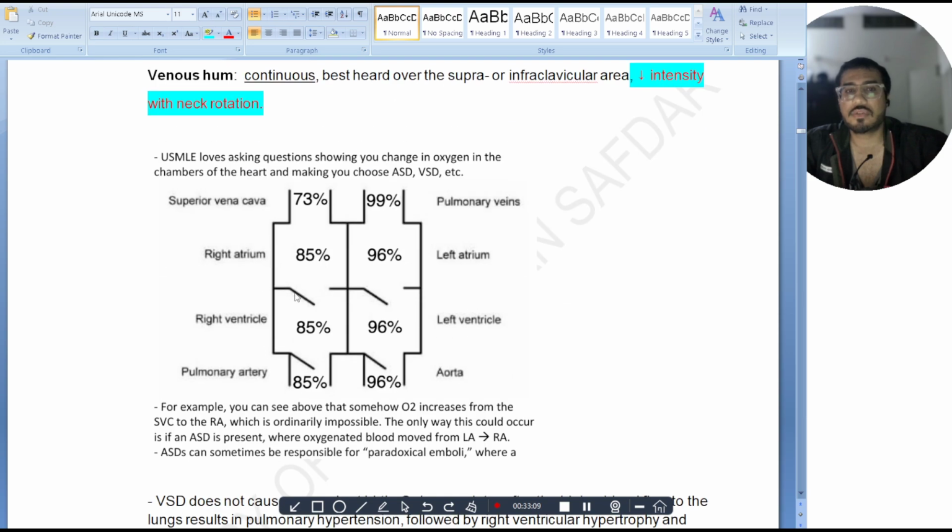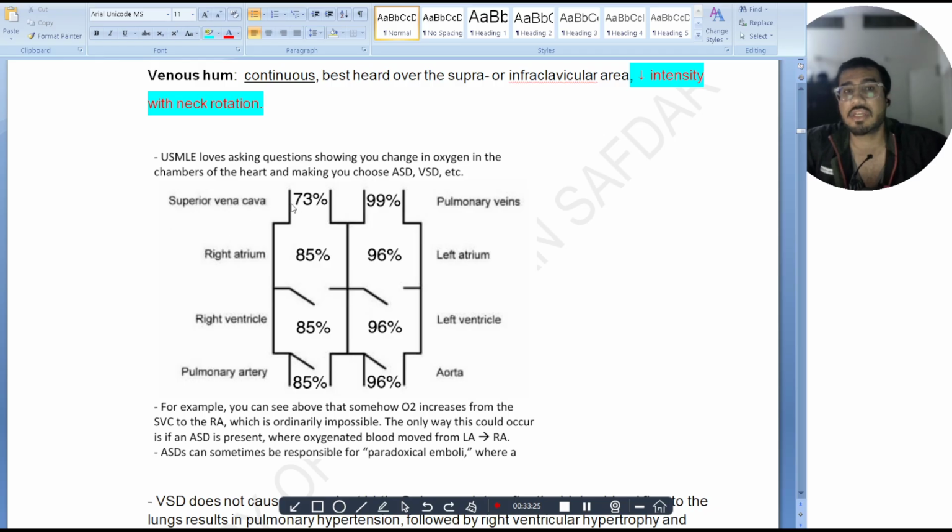So this is another form of question that is usually asked. These are the four chambers of the heart. This is the superior vena cava, this is the pulmonary artery. So let's just dive into it without reading. We have to tell what the anomaly is here: ASD, VSD, what is going on here.